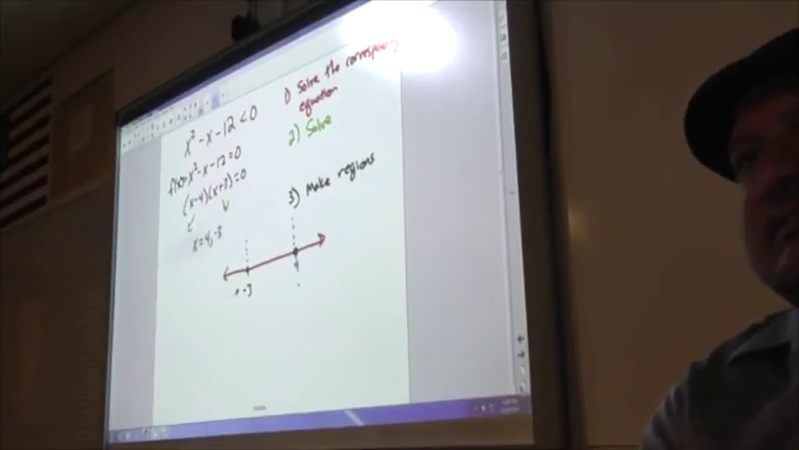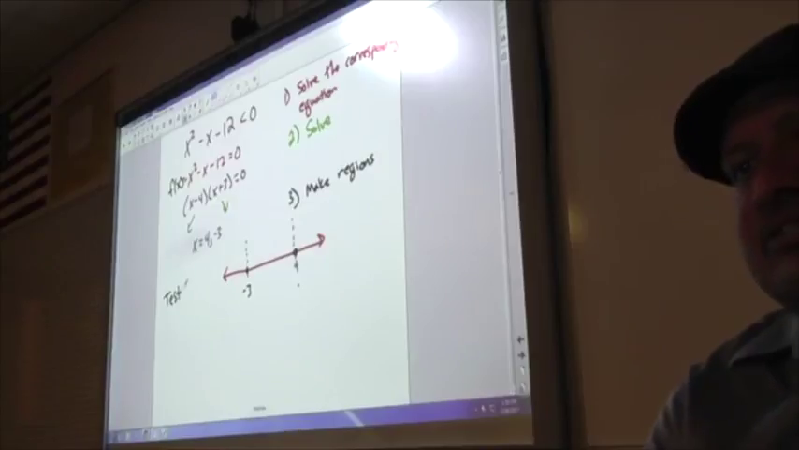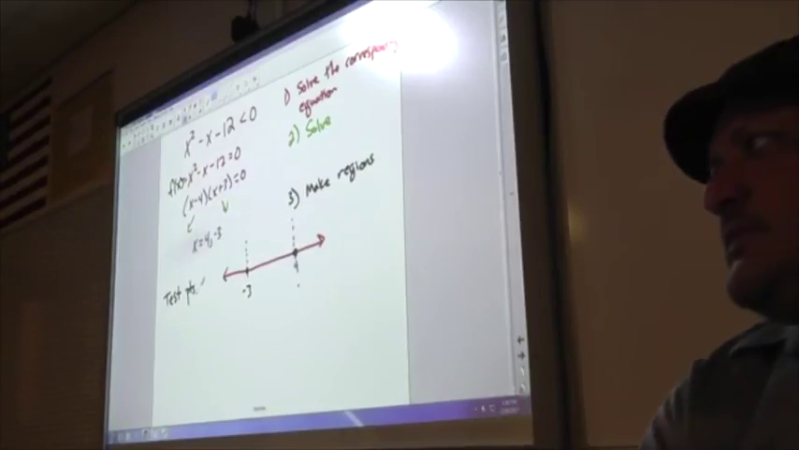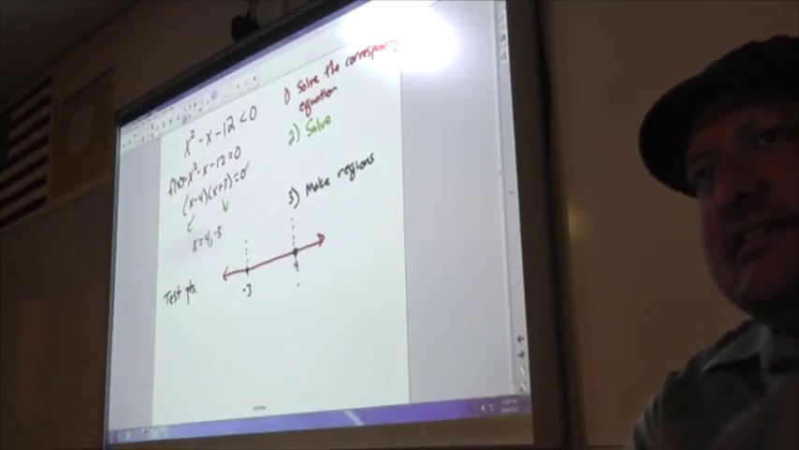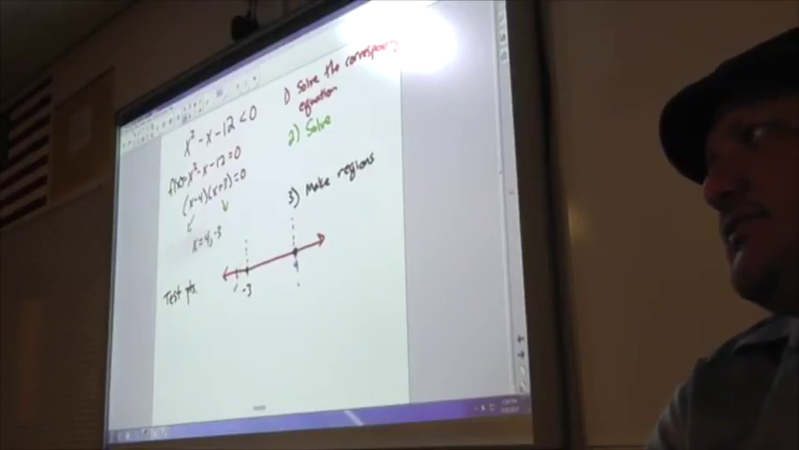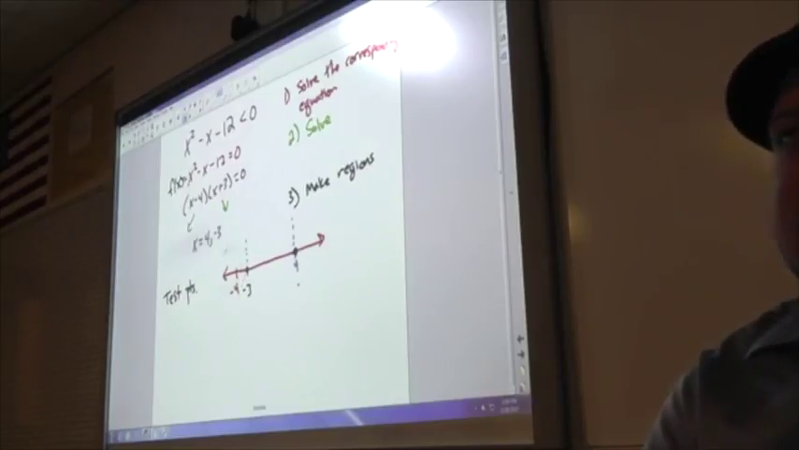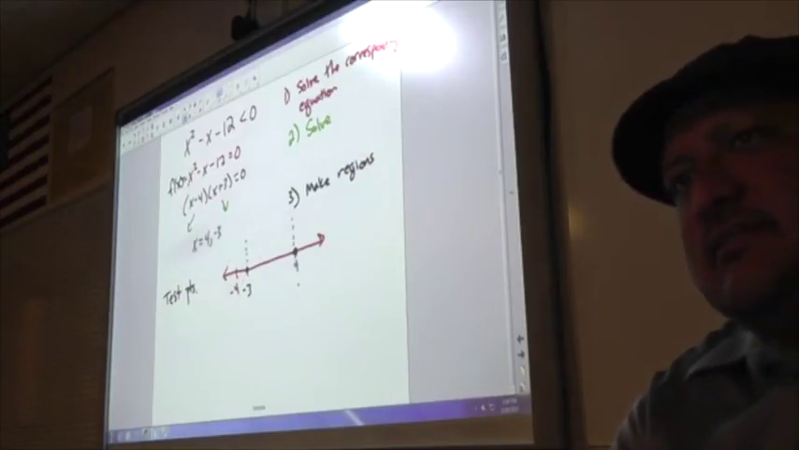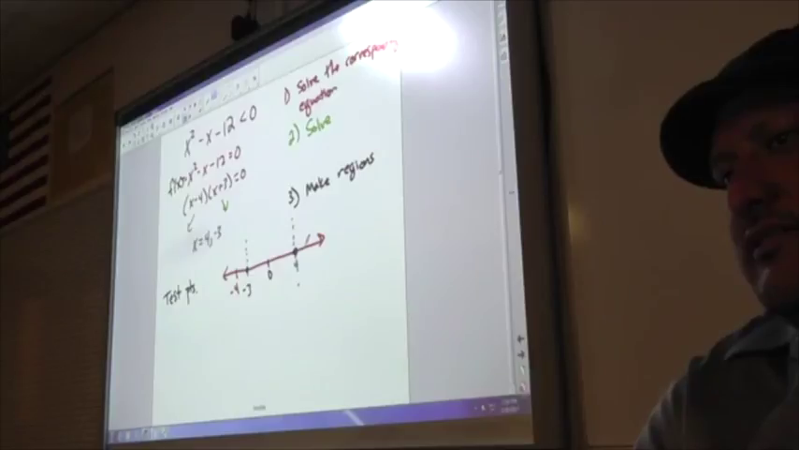Well, there's two ways to do this. The way the book says is a long way: use test points. You're going to have to use test points later on, but we don't have to now. The test point says, let's find out what's the nicest number that's less than negative 3? Negative 4. On this side. What's the nicest number that's between negative 3 and 4? 0. And what's the nicest number out here? 5.67. You guys were close.